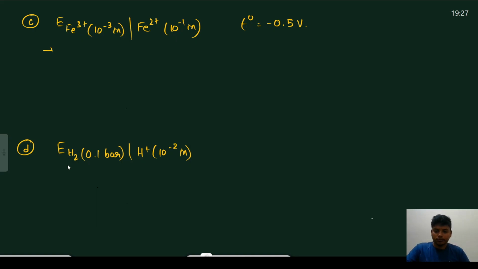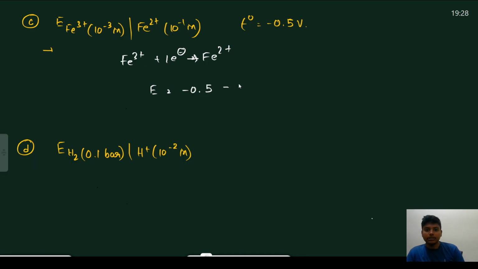Minus 0.17. Hmm? How? The reaction is Fe3+ plus 1 electron gives Fe2+, right? Yes, sir. So E is equal to minus 0.5 minus 0.06 by 1, log product by reactant. So product is 10 power minus 1 divided by reactant 10 power minus 3.